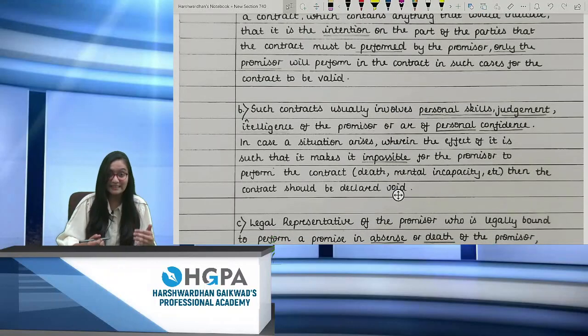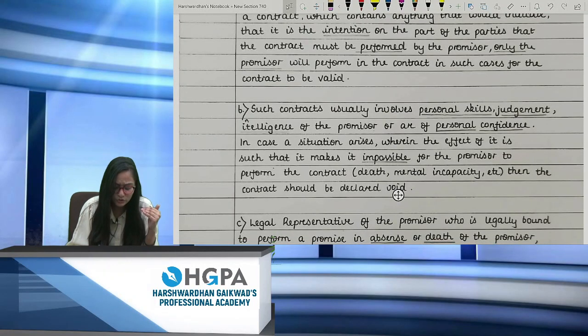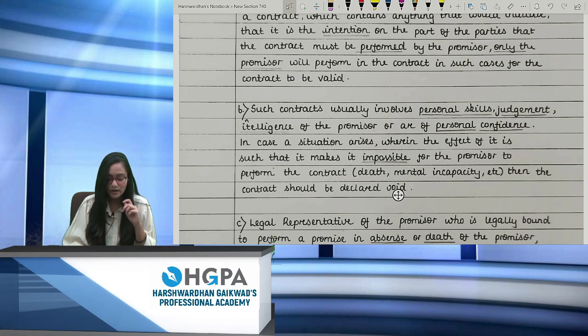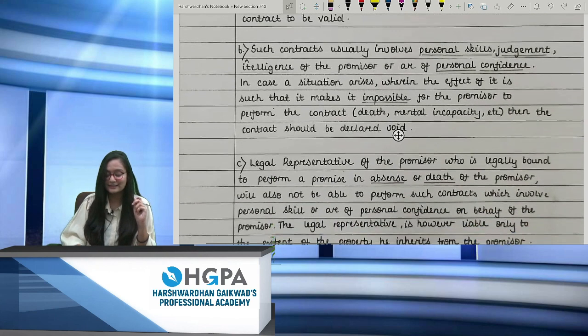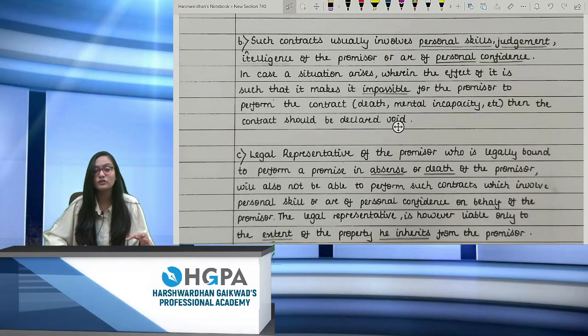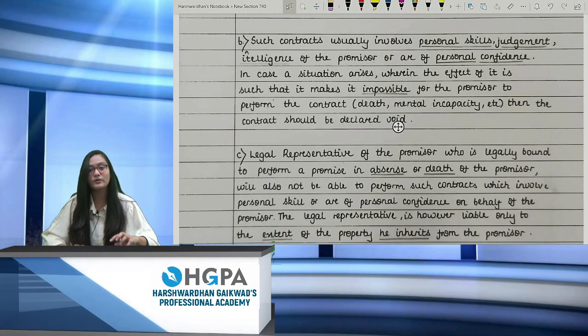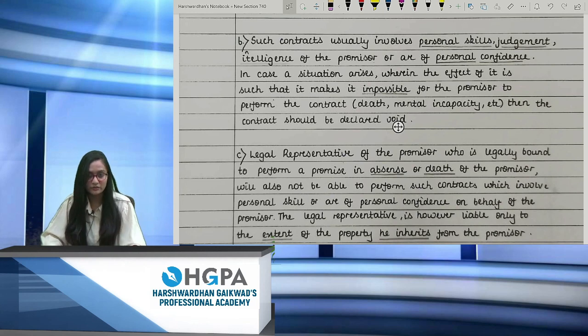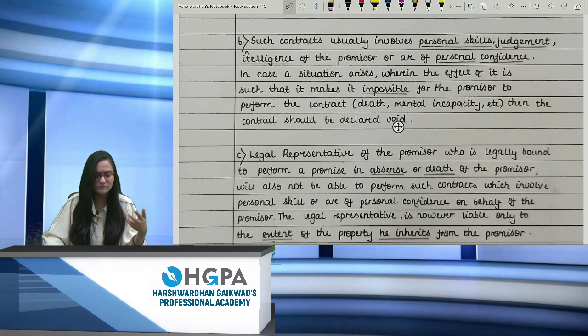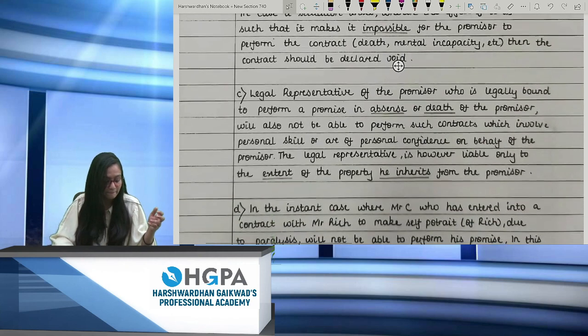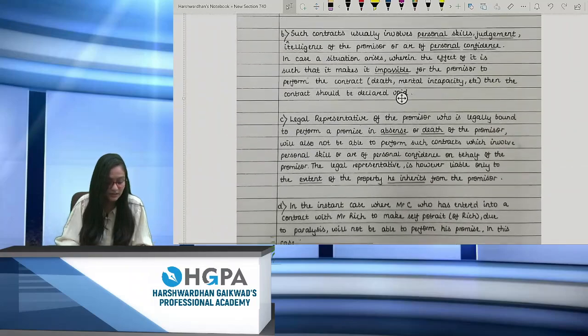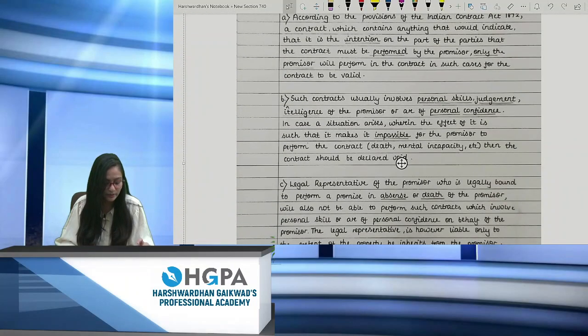Taking this point further, you see I have underlined the important points, wherein such contracts usually involve personal skill, judgment, intelligence of the promisor, or are of personal confidence. These few things determine your conclusion. By reading all this, you arrive at the conclusion. So these points, personal skill, judgment, all these things really need to be there in your answer so the examiner can know.